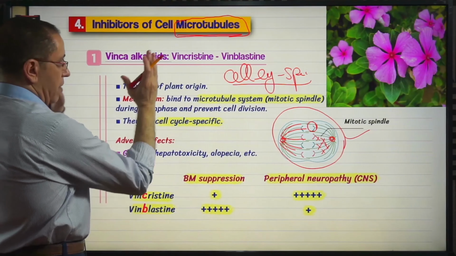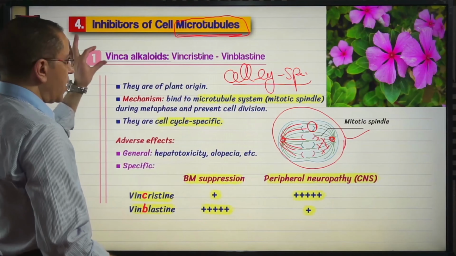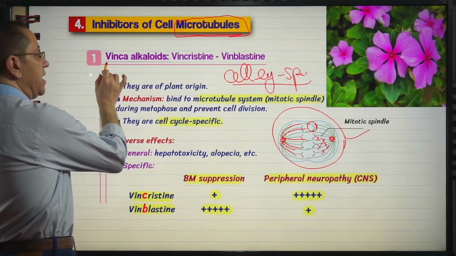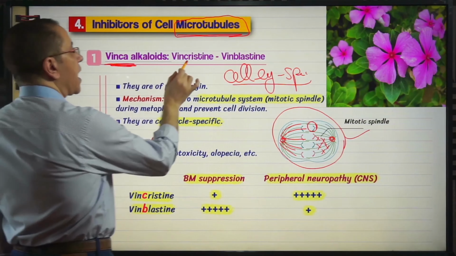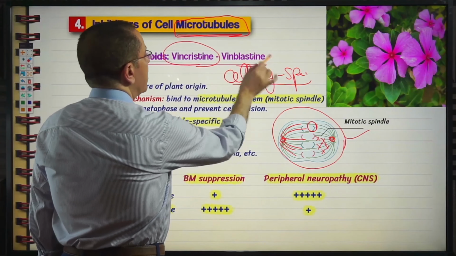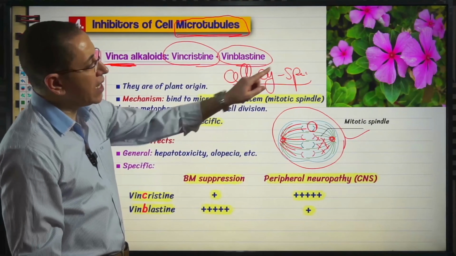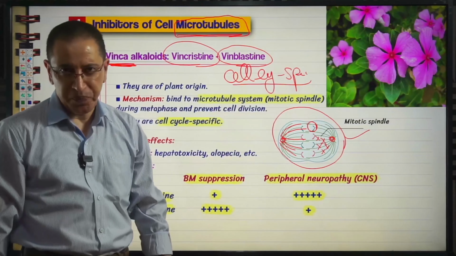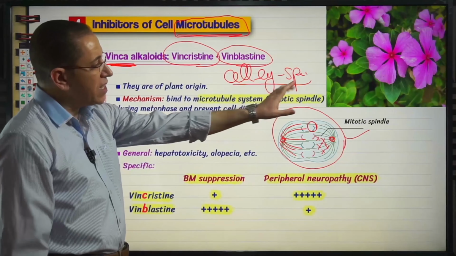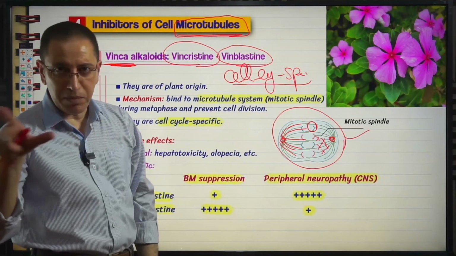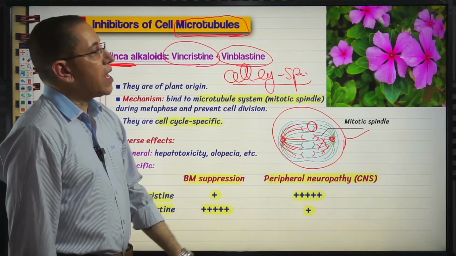In general, what are these microtubules inhibitors? We have this drug and another one on the next slide. We have 2 important drugs from a family called vinca alkaloids. They are vincristine and vinblastine, 2 twin drugs extracted from this beautiful flower in this photo. This flower, or this plant, is called the vinca plant. Naturally, it has a long Latin name, but we have nothing to do with it.